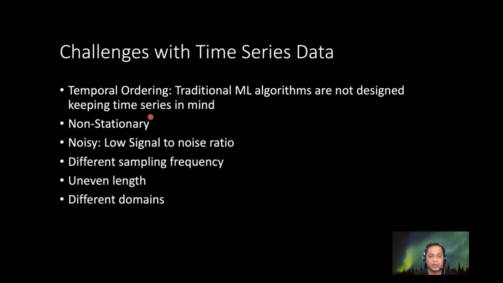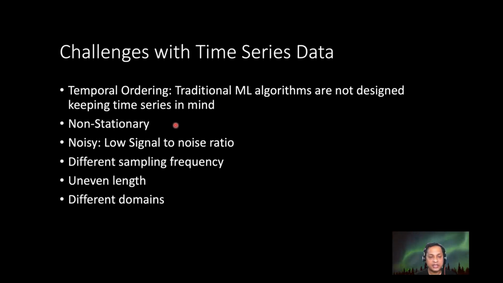Now, the most important characteristic of time series brings the biggest challenge: the temporal ordering. Traditional machine learning algorithms are not designed keeping time series data in mind. So if I feed a series of numbers representing a time series to a machine learning algorithm, the probability is very high that the algorithm will not be able to decode the information hidden inside that temporal ordering.